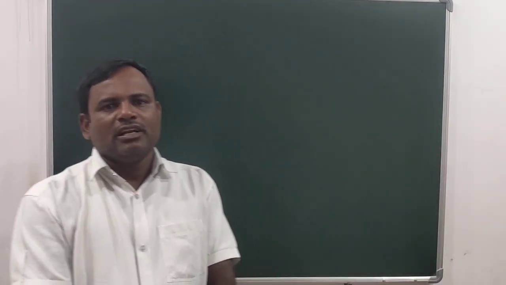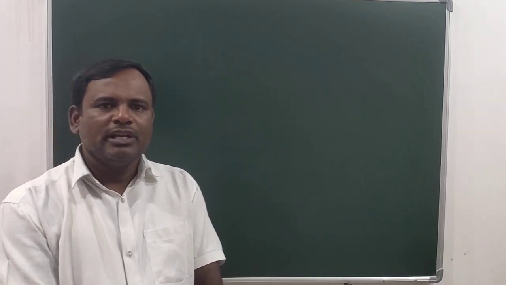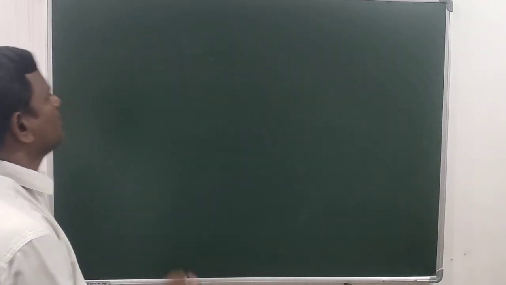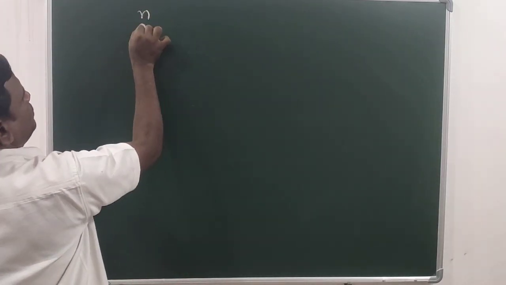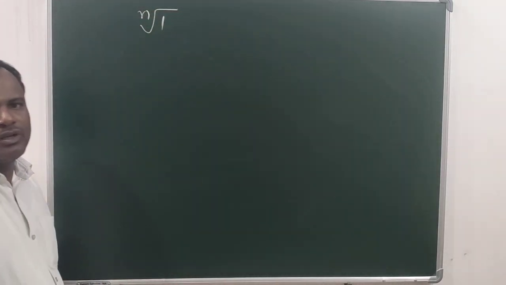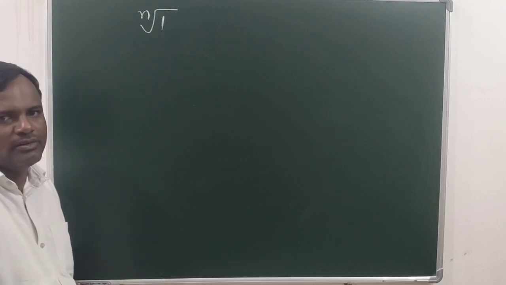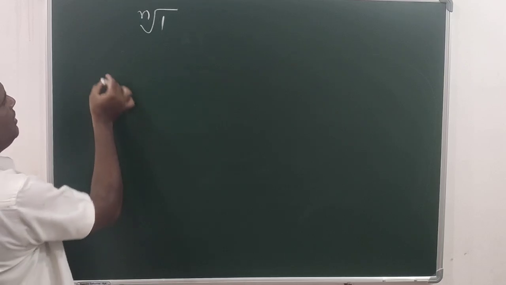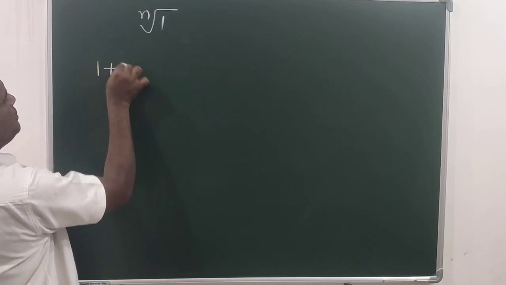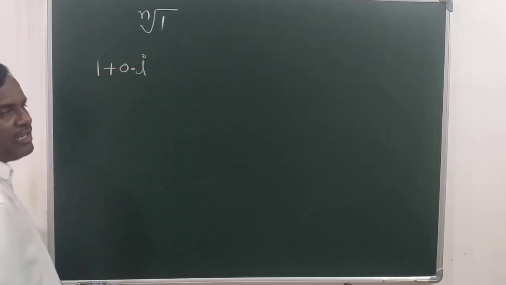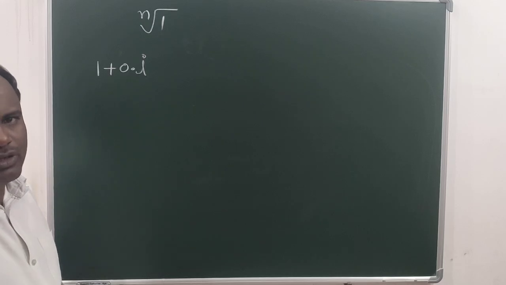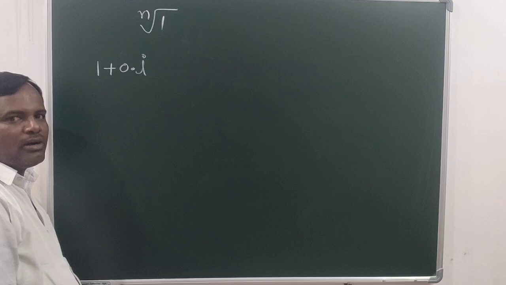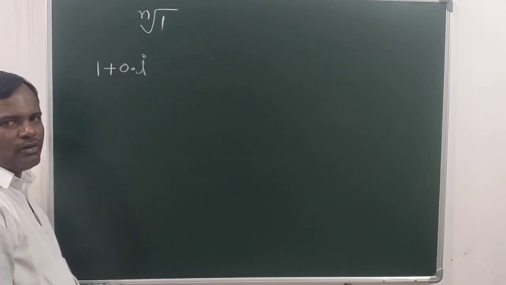In this class, now I would like to discuss with you nth root of unity and its properties. Nth root of unity, which is nothing but 1. In the first step, I would like to write this 1 as 1 plus 0 into i, where i is the symbol of iota, you know. Now express this 1 plus 0 i complex number into the polar form.